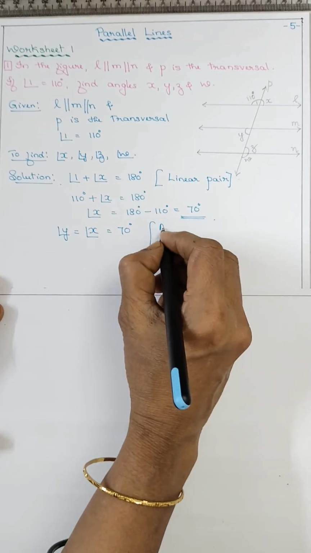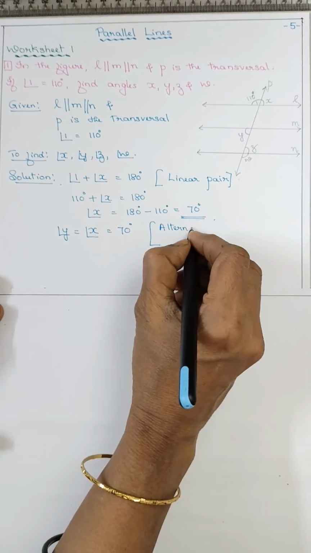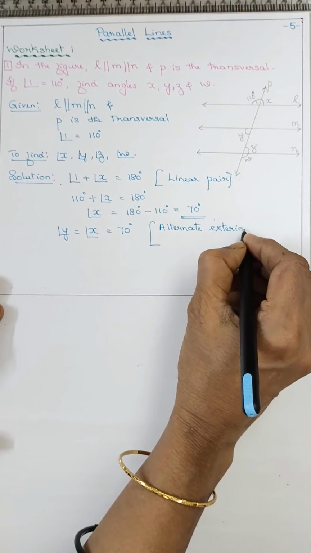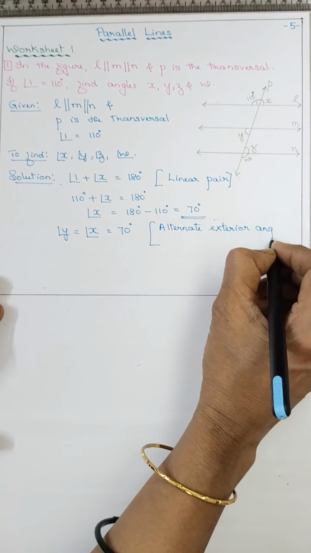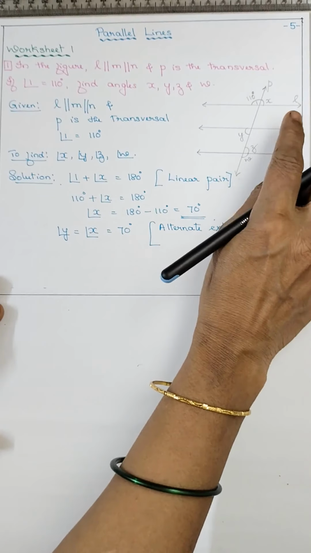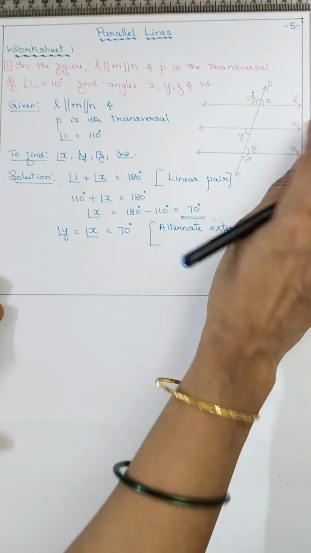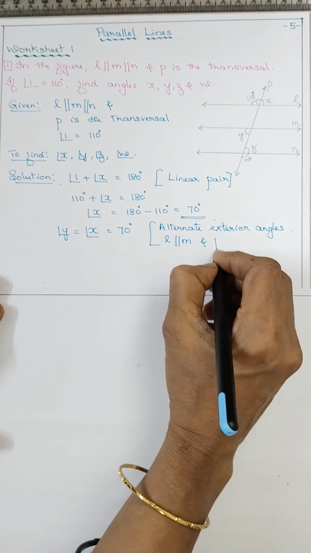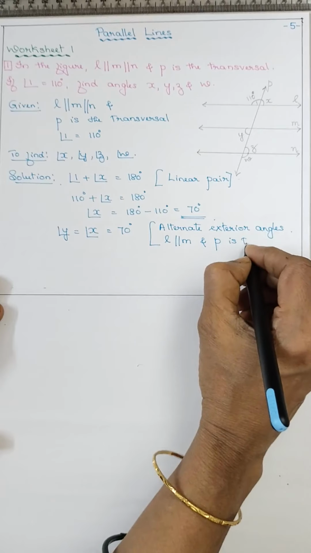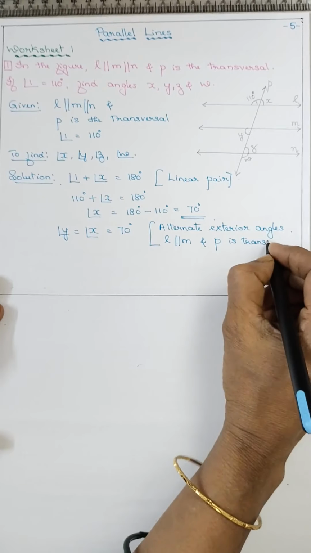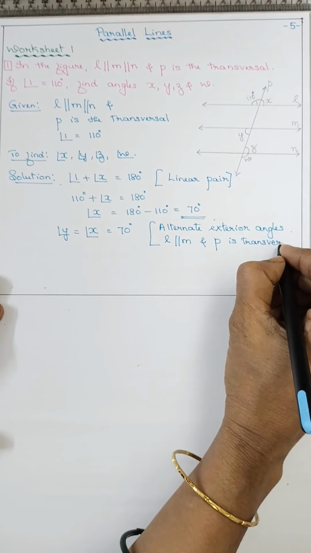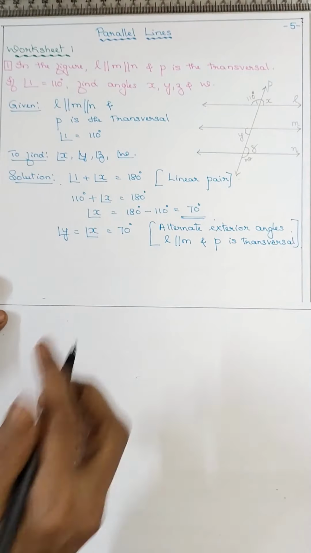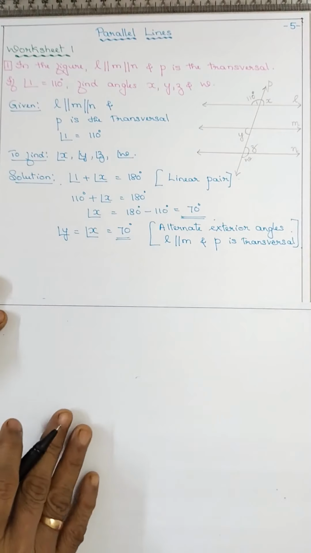Write Y, alternate exterior angles. Now tell the reason. Which all the lines? Line L parallel to M and P is the transversal. Because there are 3 parallel lines, isn't it? So you have to tell which parallel line you have taken into consideration. So Y also you got.